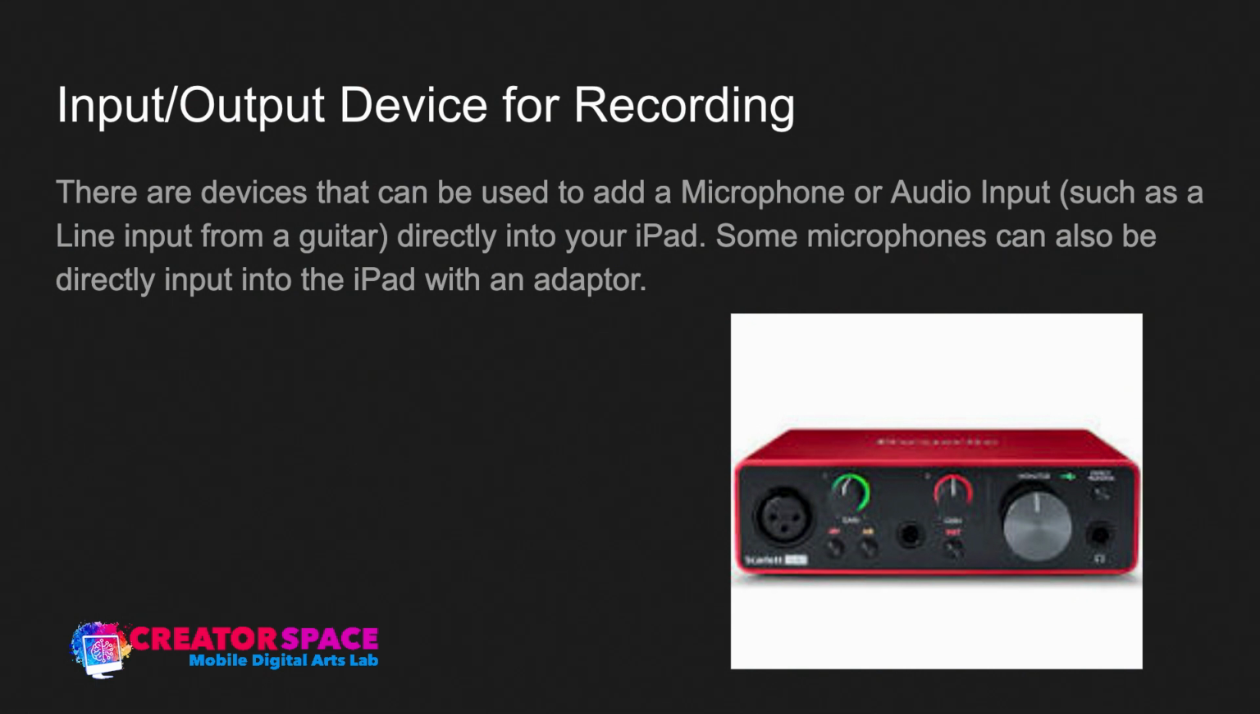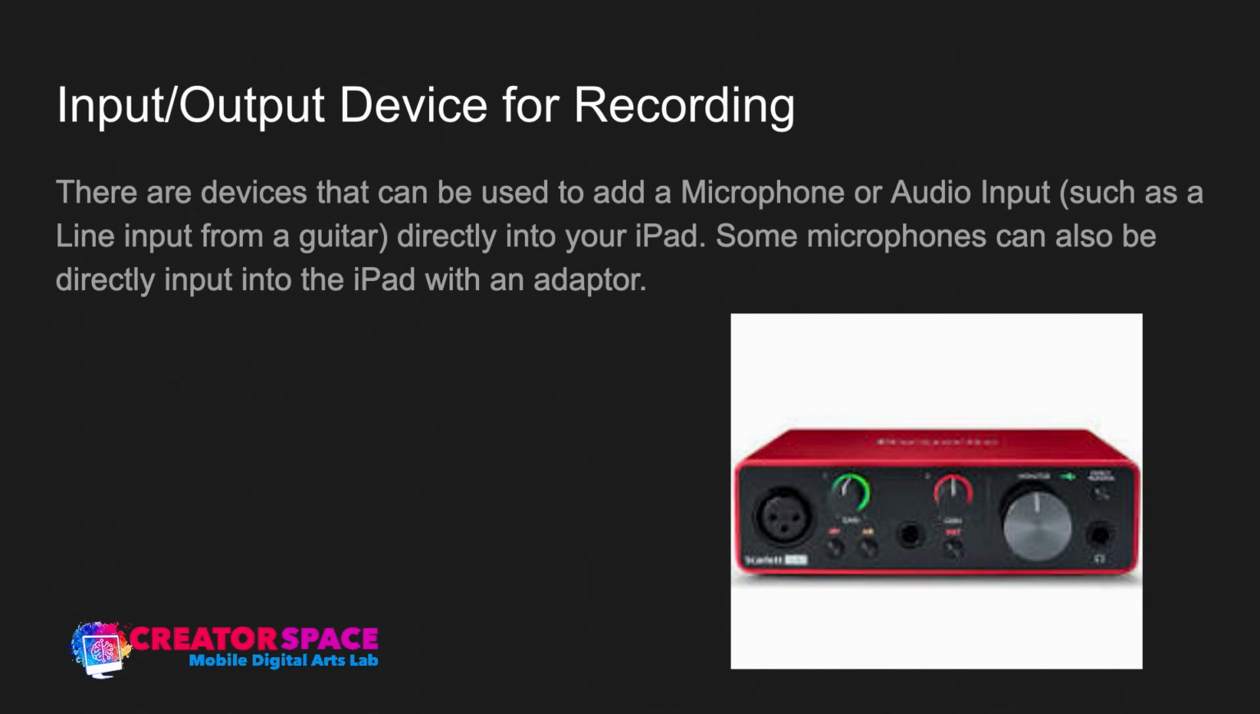What we can also do is add what's called an I/O device, or an input-output device, and that could let us have more options for inputting things. So we can then go directly into the iPad, and it considers it like a USB plugin. So that USB plugin can be a simple way to just plug in a guitar or other microphones, right?